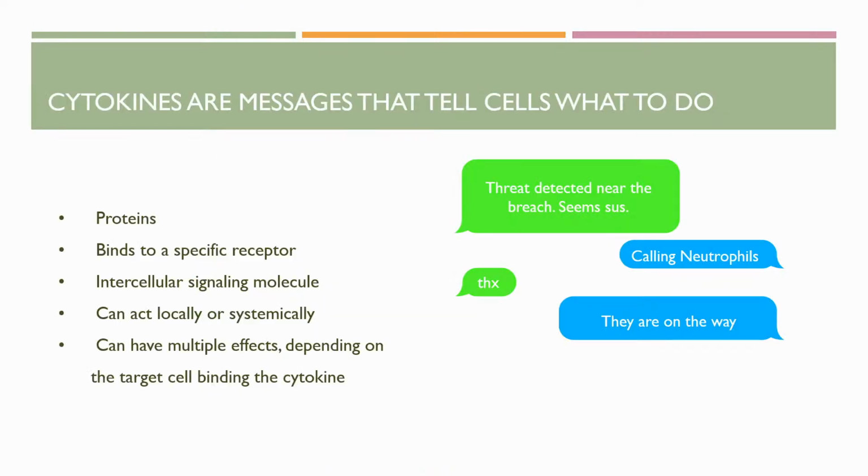We've mentioned cytokines a lot, but essentially they are proteins that are messengers that tell the cells what to do. They can bind to specific receptors. They can help signal for different things to come along and be recruited. They can act locally or systemically, and they can have different effects. They're essentially those messengers that tell the cell what to do next.